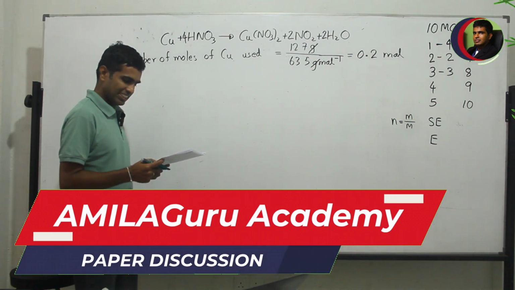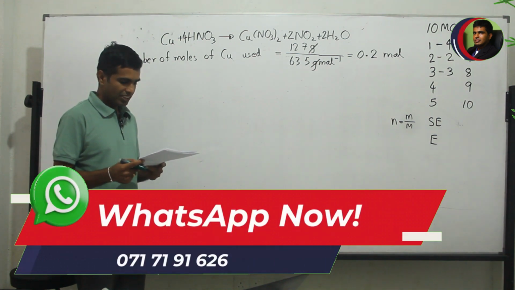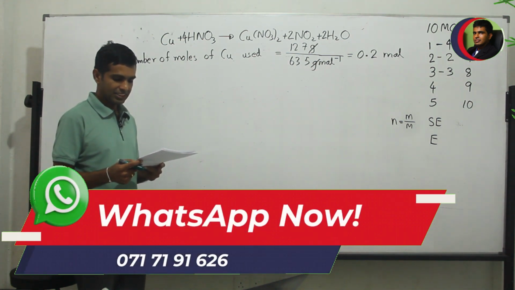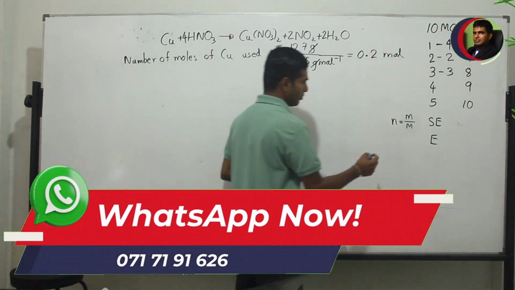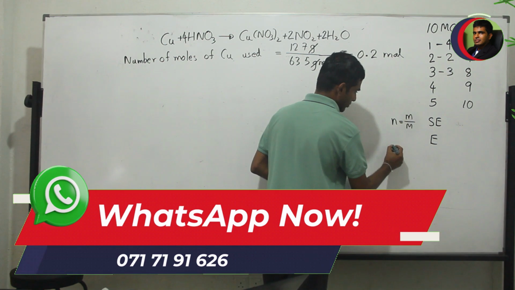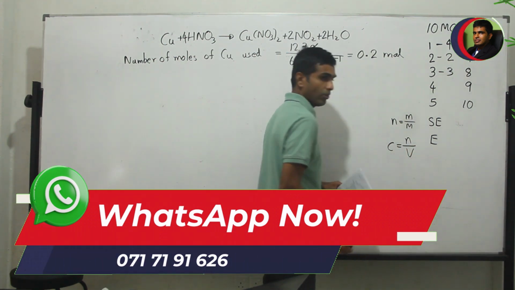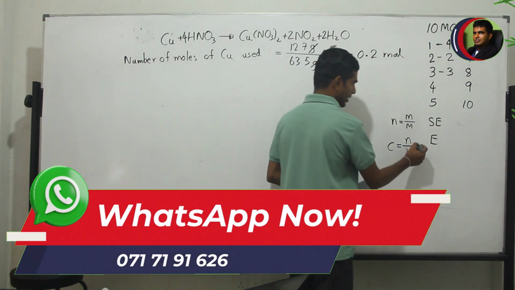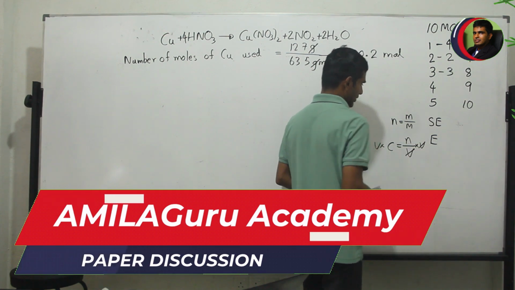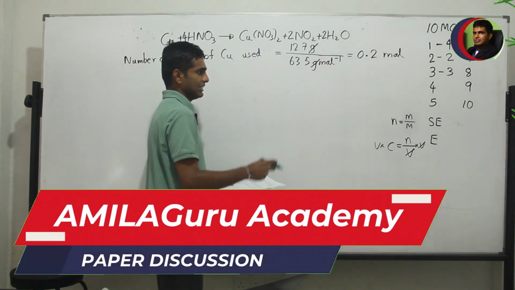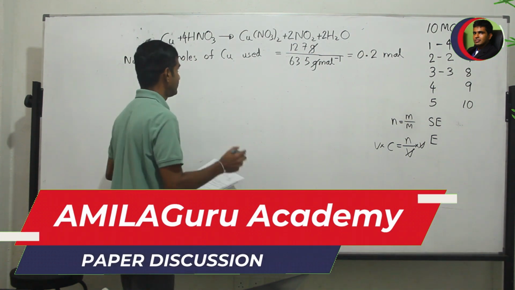Then the other reactant, it is nitric acid. 300 cubic centimeters of nitric acid were used. So we can calculate number of moles using the formula. Concentration is number of moles over volume of the solution. We can multiply both sides by the volume. Then we can calculate number of moles. It is equal to concentration times volume of the solution.